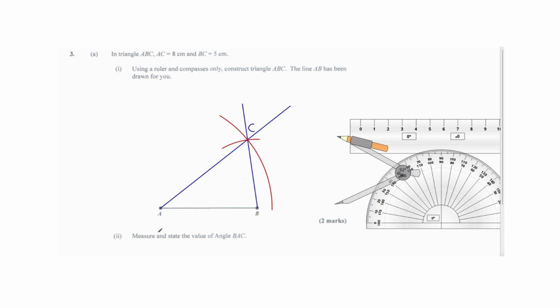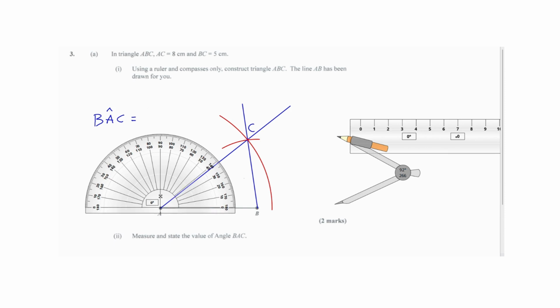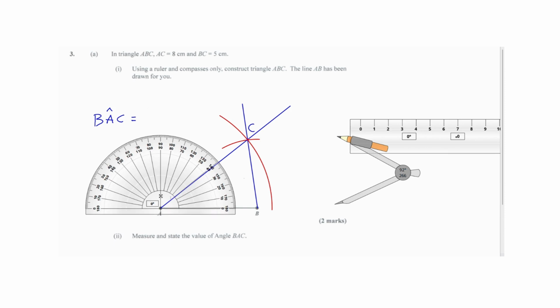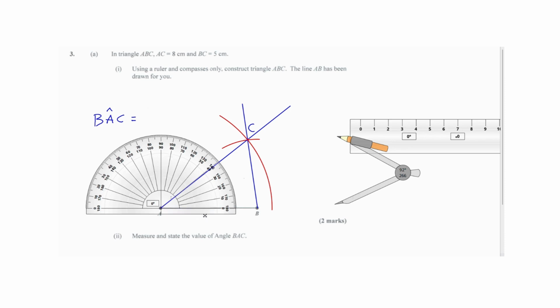Now, the next part of the question, we are asked to measure and state the value of BAC. So BAC means that we need to measure the angle A. So let's see what we get for that. So we get our protractor and we put the 0, the center of the protractor exactly at the point A. We line up the 0 line with the line AB. So what we get there is about 39 degrees. So BAC is 39 degrees.